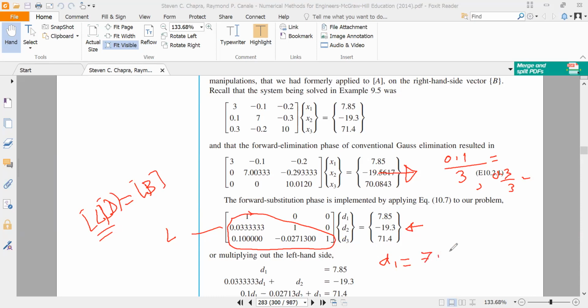Is not your D1 equal to 0.85? Yes, sir. You have to multiply this column matrix with this row matrix and sum them to find the first element D1. And your D2 would be equal to what? 0.03333 multiplied by D1. No, the next equation will be equal to what? The next equation is 0.03333 into D1 plus D2 is equal to minus 19.3, isn't it? Yes, sir.